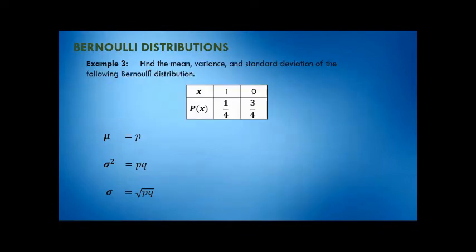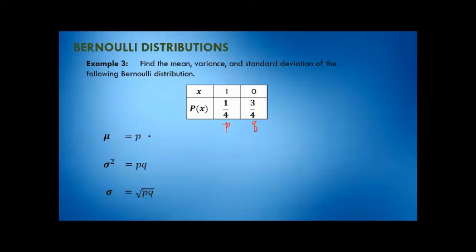Let's have example number 3 for Bernoulli distribution. The instruction is find the mean, variance, and standard deviation of the given Bernoulli distribution. So we already have the table. So we're not going to compute for the probability. Instead, we're going to compute for the mean, variance, and standard deviation. So given na tayo ng probability of success is 1/4. Probability of failure is 3/4. So we're just going to substitute. So this is P, this is Q. Na kung bakit natin nasabing ito ang P, because the value is 1. Ito ay Q kasi the value is 0.